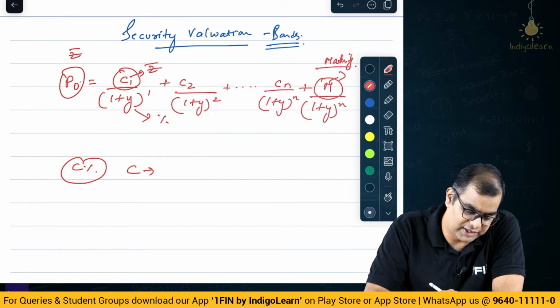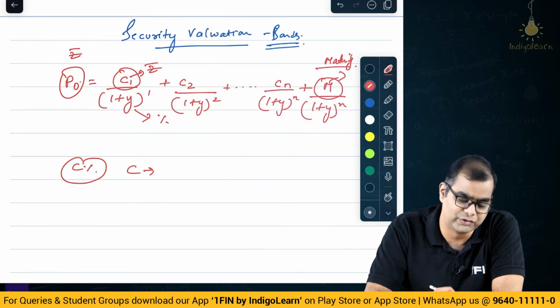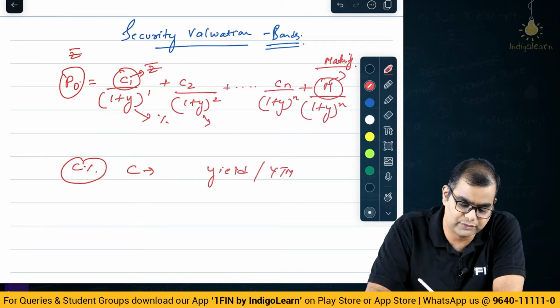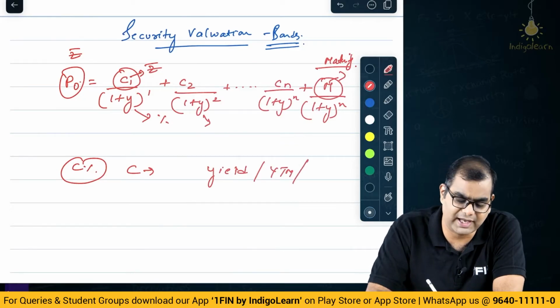Okay, now after having understood this, what are the key aspects here? Here we have assumed 1 plus Y and we are calling this yield or YTM. Simply put, this is basically the IRR.